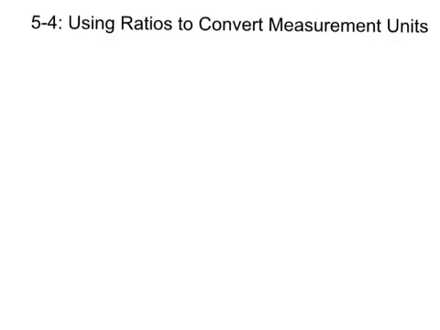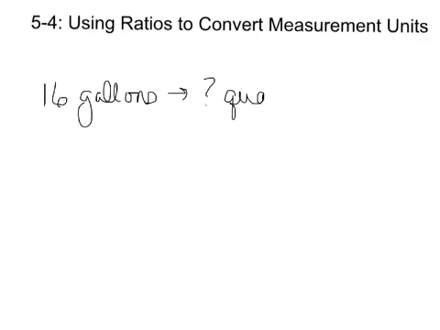In this video, we're going to be taking a look at how we use ratios to convert measurement units. An example of how I would use this type of problem is, say I had 16 gallons of milk and I wanted to know how many quarts of milk that is. This is where I would use what's called a conversion factor in order to be able to solve this.